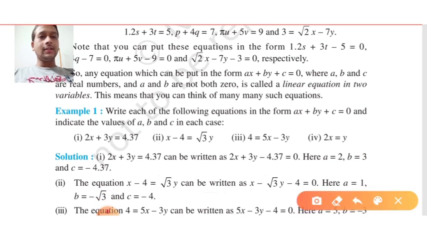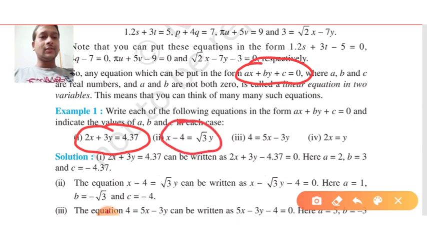You can see here 2x plus 3y is equal to 4.37. If you transpose this 4.37 onto the left hand side, then it will be in the form ax plus by plus c equal to 0. So this is a linear equation. So does this one, and in fact this one also is a linear equation in two variables. The variables are x and y.